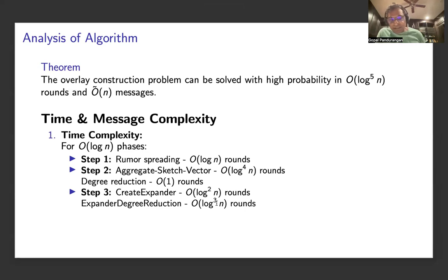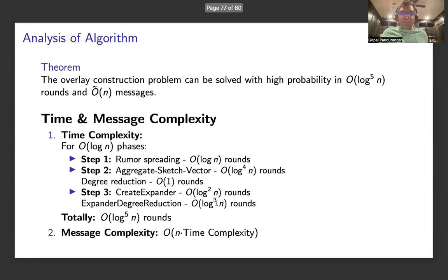And the degree reduction I just showed you: we have to apply it so that we bring the degree back to constant. That takes log cubed n rounds. So the costliest step is the sketch vector, which takes log to the 4 n rounds, and that is done for log n phases. So log to the 5 n rounds. And the message complexity is simply n times the log to the 5 n rounds, so O tilde n message complexity.